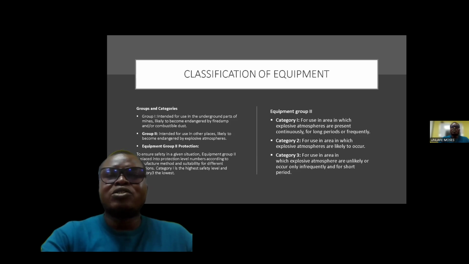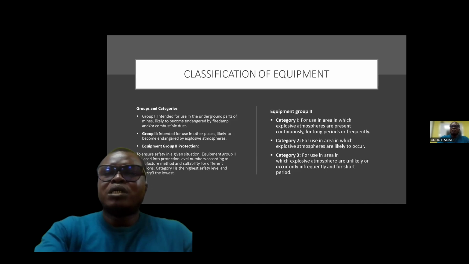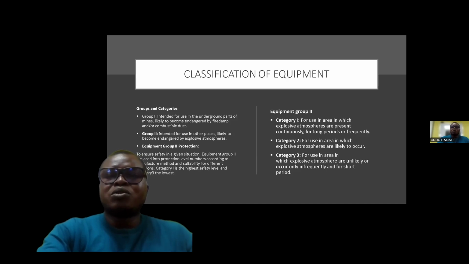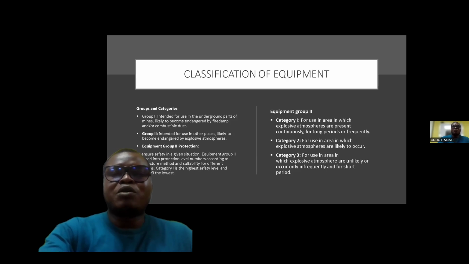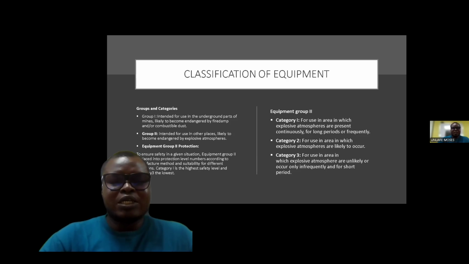And remember, in summary, that Group 1 is underground equipment, and Group 2 is for surface industry and in an explosive atmosphere. Remember, in summary, that Group 2 is subdivided into Category 1, Category 2, and Category 3, as the case may be.